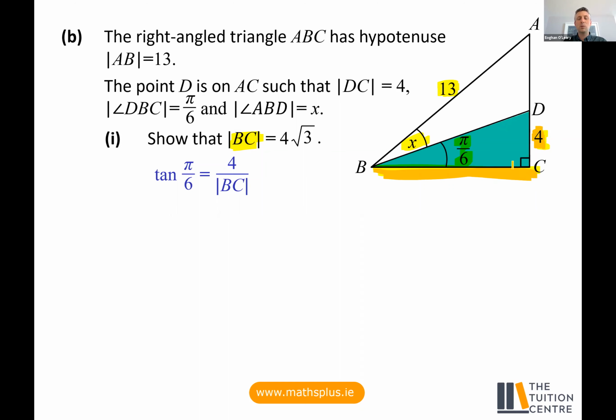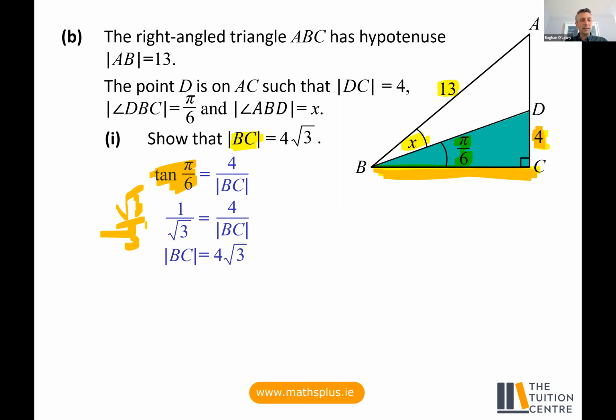This length is what we're looking for, BC, that is my adjacent. Tan uses the opposite and the adjacent, so I'm going to say the tan of the angle. So tan of pi over 6 is 4 over BC. You've got to be careful, make sure your calculator is in radians. When you get the tan of pi over 6, you're going to get 1 over root 3, or possibly more likely, you might get root 3 over 3 from your calculator.